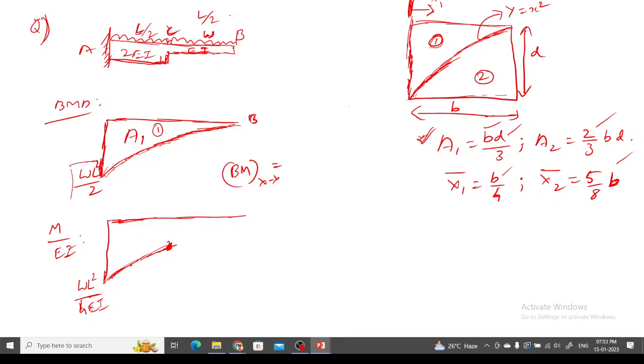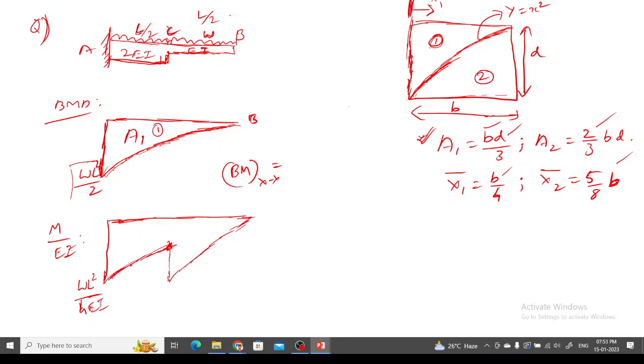From approaching left hand side to C, this M by EI value will be WL square by 16 EI. At point C, you are saying? Yes, sir. Approaching from left and from right, it will be WL square by 8 EI. Yes, so you will be having a step like this, right? Yes, sir.